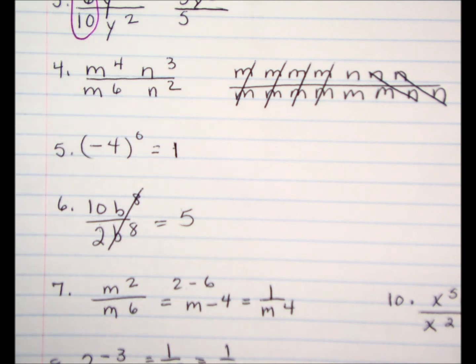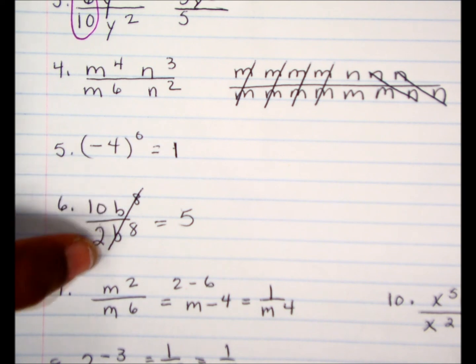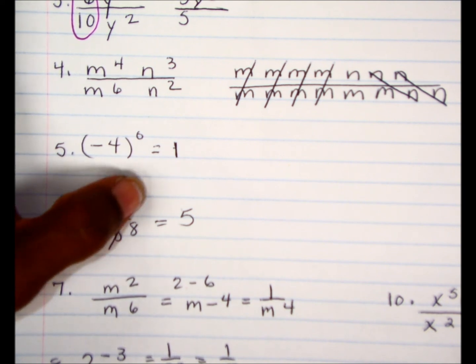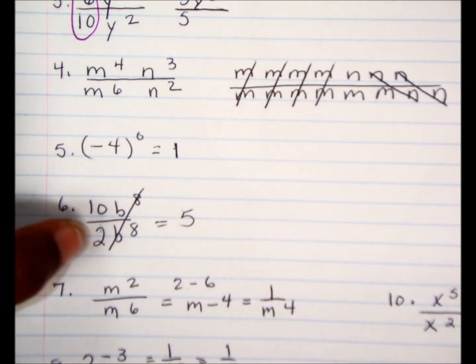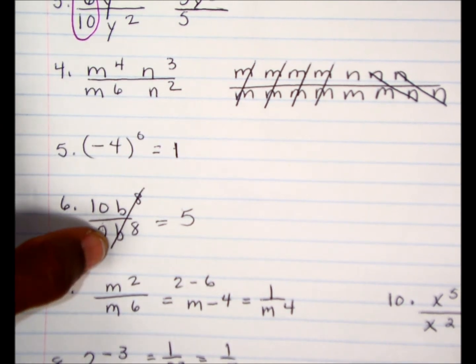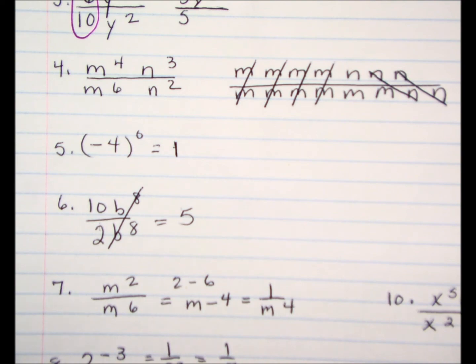In the next one, we had 10 b to the 8th over 2 b to the 8th. Well, b to the 8th over b to the 8th is 1, so we just took that out. And then 10 divided by 2 is going to be 5.